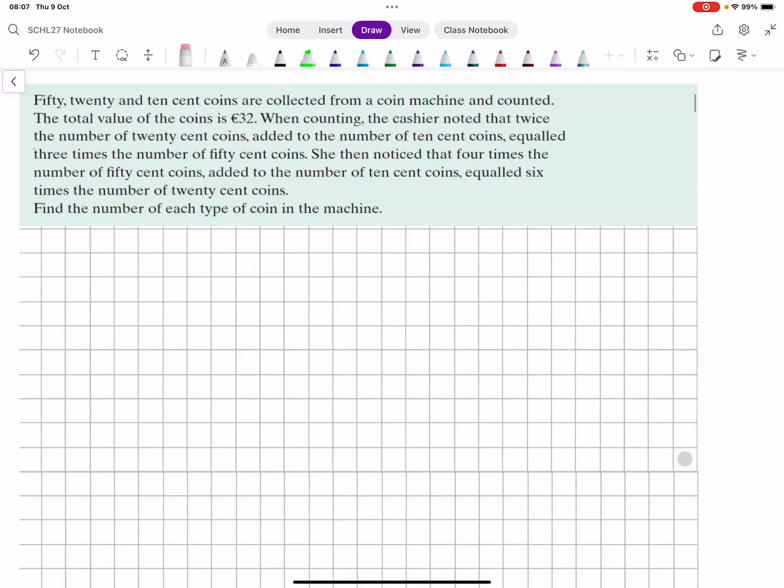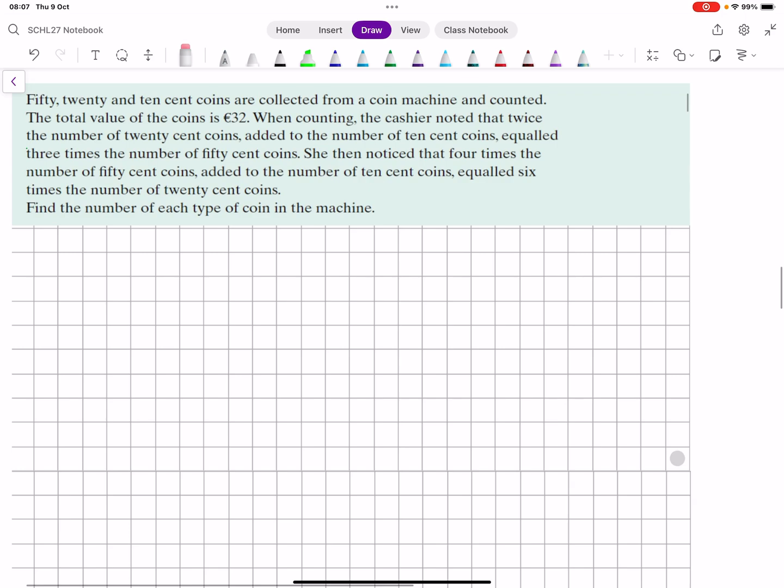50, 20 and 10-cent coins. So I'm going to call my 50-cent coins X, the 20-cent coins I'll call Y, and the number of 10-cent coins I'll call Z. They are collected from a coin machine and counted. The total value of the coins is €32.